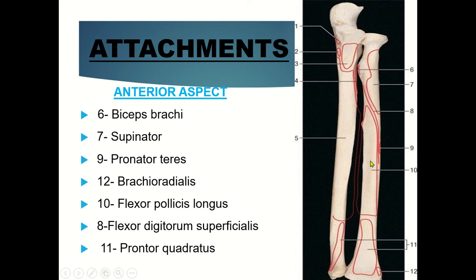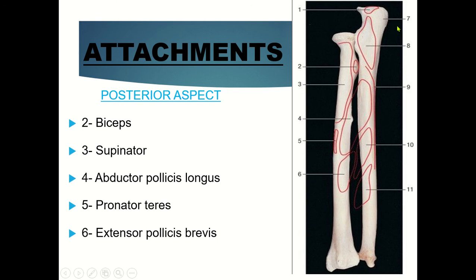Here is an attachment of flexor pollicis longus. On 8th there is an attachment of flexor digitorum superficialis, and on 11 there is an attachment of pronator quadratus. So this is the attachment of radius bone. On the posterior aspect we can see here is an attachment of biceps, here is an attachment of supinator muscle, here is an attachment of abductor pollicis longus, here is an attachment of pronator teres, and here is an attachment of extensor pollicis brevis.